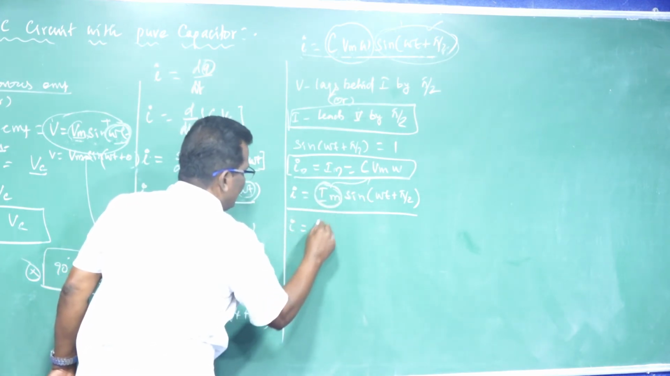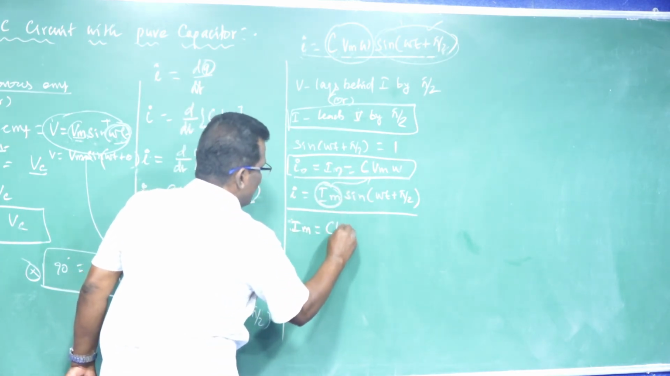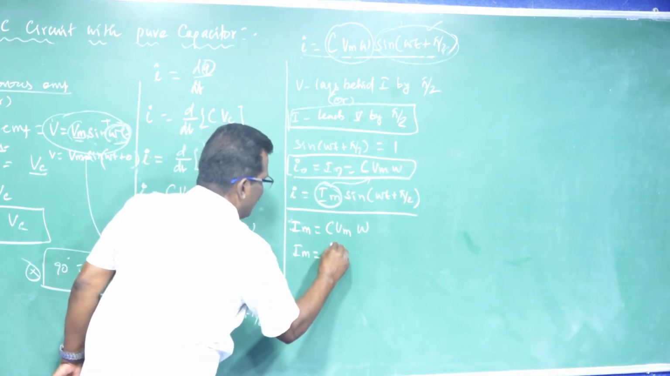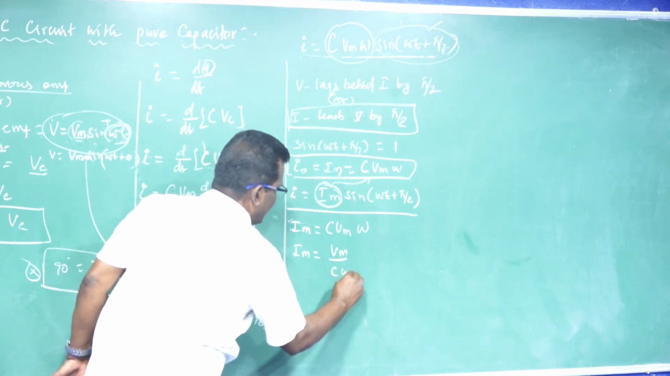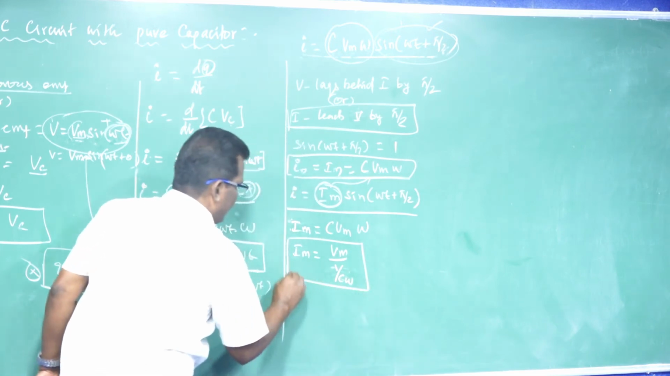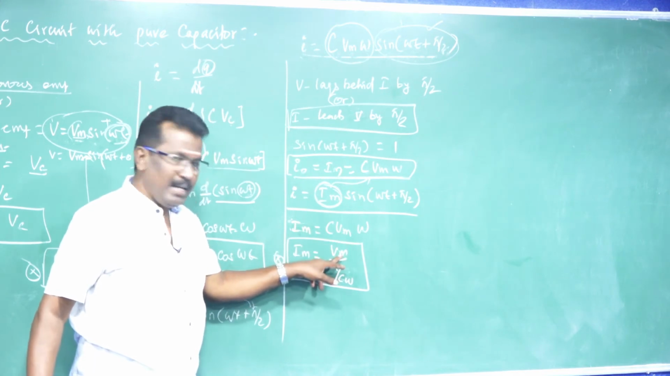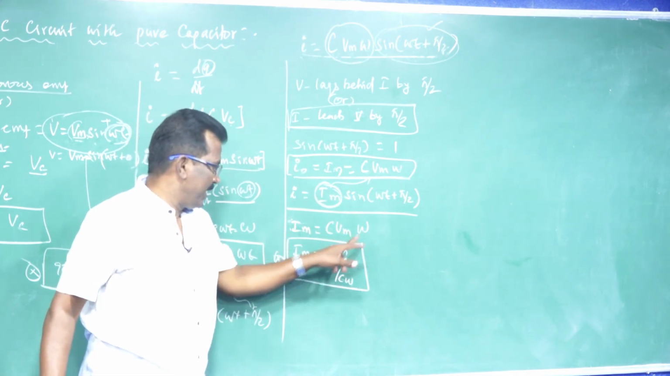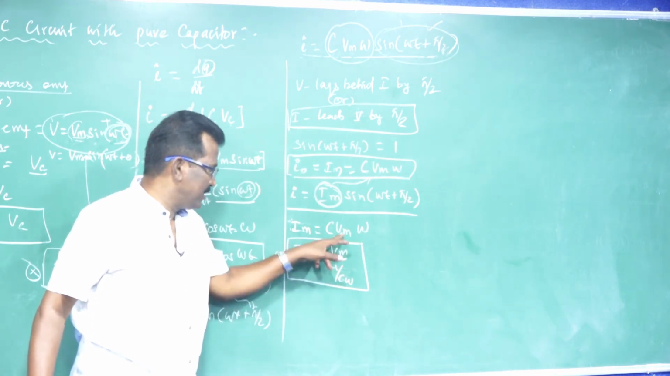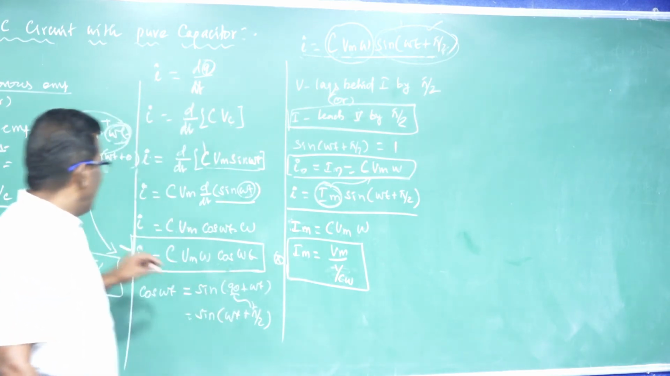So Im is equal to this C Vm omega, or it could be written as Im is equal to Vm divided by 1 by C omega. We can write it like this: C Vm omega. I choose Vm in the numerator and 1 by C omega in the denominator. Vm divided by 1 by C omega is equal to C Vm omega. We'll talk about this part later. Okay, now come to the point.